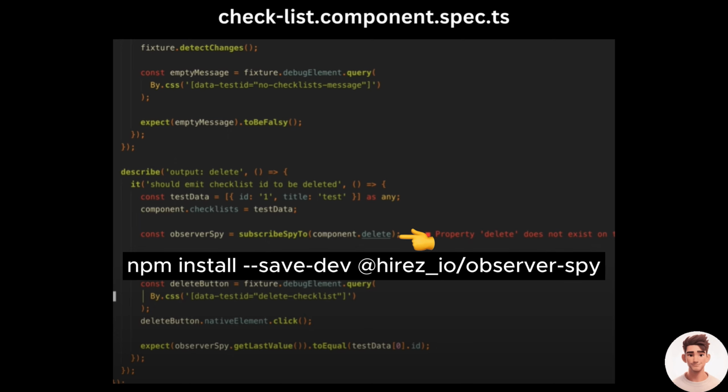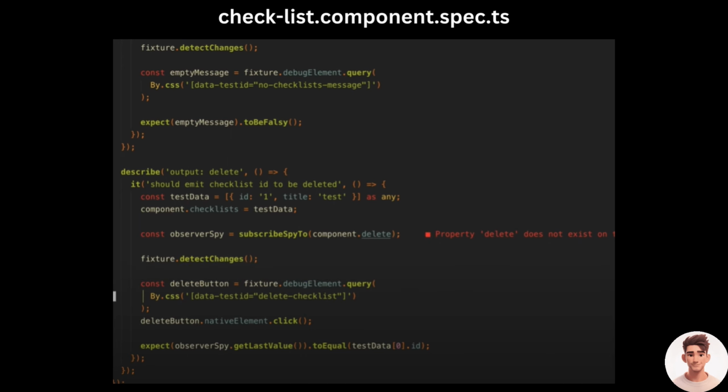Now, I'm actually using the Observer Spy library to help me here. Technically, you don't need this, but I test a lot of observables, and this makes testing observables a whole lot easier. An event emitter that outputs are also just observables, so it also makes testing outputs easy. We set up an Observer Spy on the observable we are interested in, the output in this case, and then we can check a bunch of things about it later, like what the last value that it has emitted is.